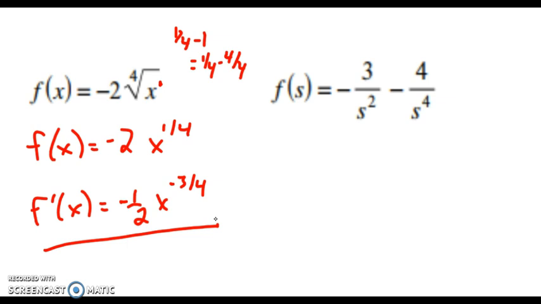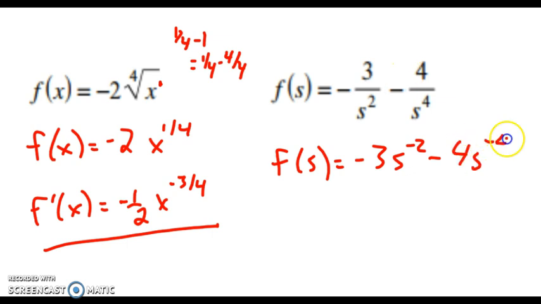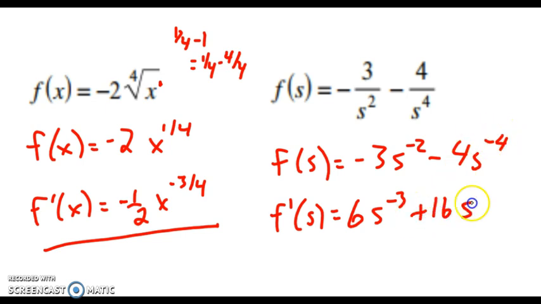And last but not least, let's think about again, how can we write this, get these variables out of the denominator? And we can make that s raised to the negative 2 again. Making that exponent negative brings it from the denominator up to the numerator in both parts, so that would be 4s to the negative 4. Now I can follow my power rule to take the derivative. Negative 3 times negative 2 gives me positive 6. Decrease it, so subtract 1, so that would be negative 3. Negative 4 times negative 4 is going to give me positive 16. And then decrease it by 1.